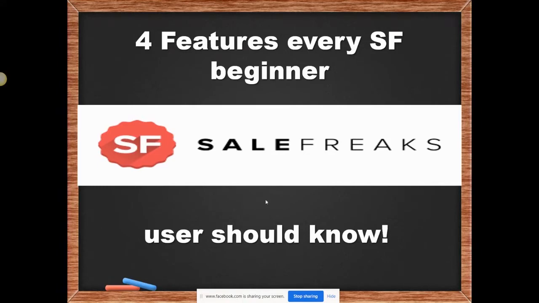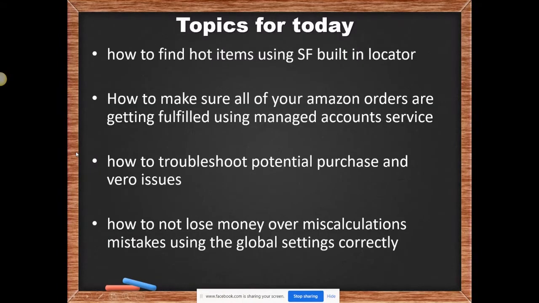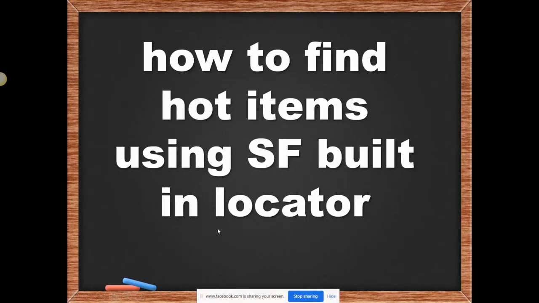So, guys, let's see our topics for today. We'll be talking about how to find hot items using Selfix built-in locator. We'll talk about how to make sure that all of your Amazon orders are getting fulfilled using the managed account service. We'll be talking about how to troubleshoot potential purchase and Vero issues, which is very important for your eBay store health. And finally, we'll be talking about how to not lose money over miscalculation mistakes using the global settings correctly. So let's dive into it, guys.